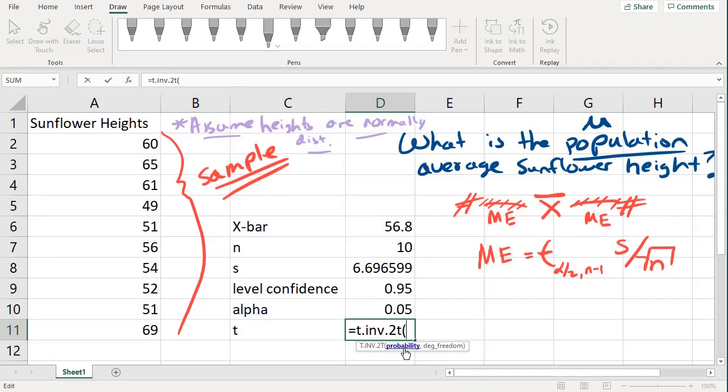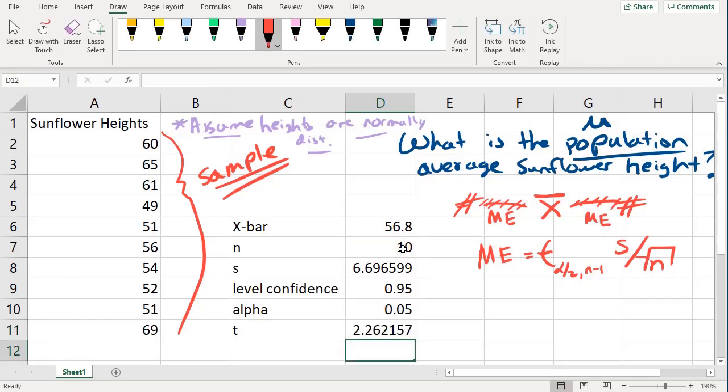Okay, so probability, you want to give it the probability. That's basically going to be this alpha divided by 2. But I don't have to worry about dividing it in half because this 2T thing will go ahead and divide it in half automatically for me. So I just need to give it this alpha level here. Okay. Then the degrees of freedom, that is our n minus 1. Right? So I can just click on that cell and then type minus 1 there. Okay, close parentheses and press enter, and there we have it.